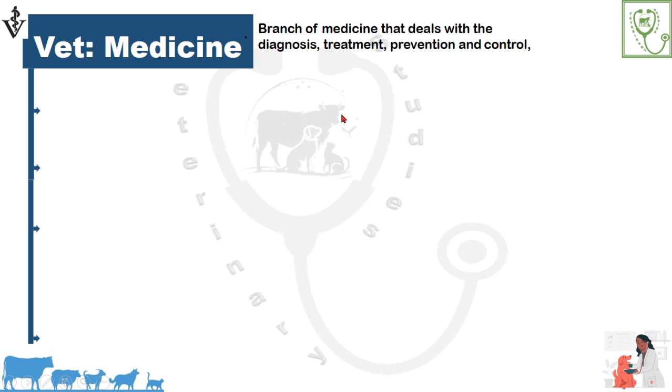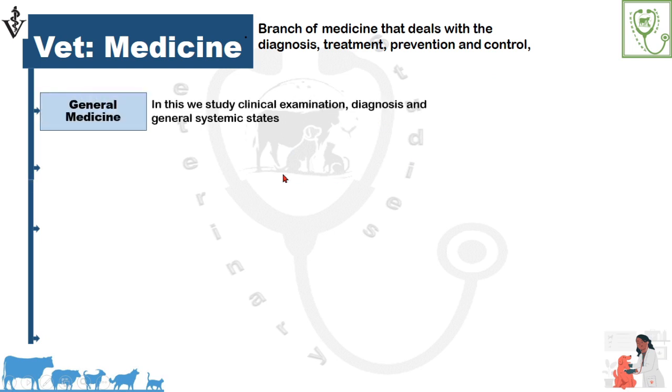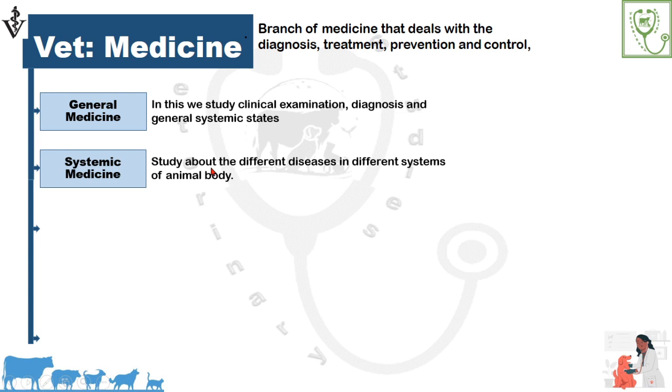Veterinary medicine includes general medicine. In this we study about the clinical examination, diagnosis, and general systemic states. General systemic states include toxemia, septicemia, bacteremia, hyperthermia, hypothermia, etc. Systemic medicine. It is the study about the diseases which affect the particular systems of the animal body.